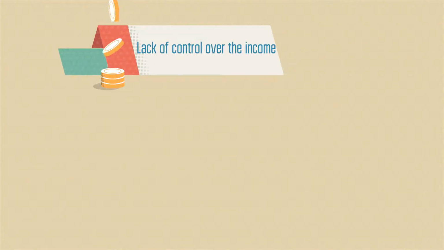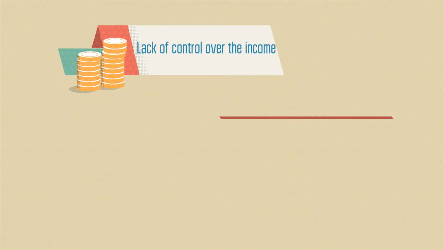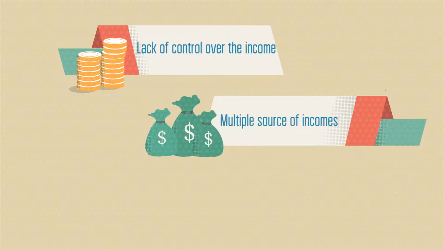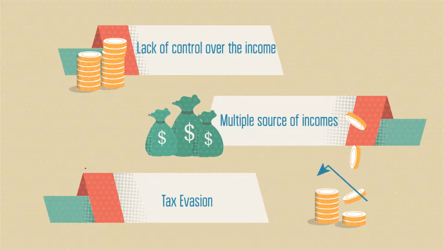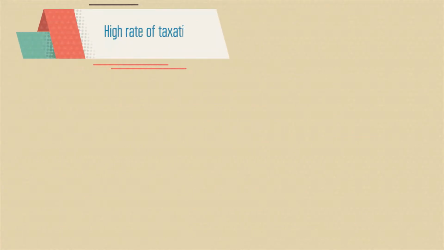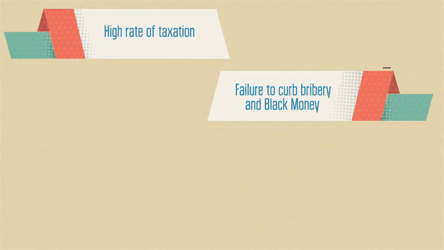Lack of control over the income and expenditures of the citizens. Individuals have multiple sources of incomes. Tax evasion. People evade tax through illegal means and claim lesser profit than the actual. High rate of taxation. Failure to curb bribery and black money.